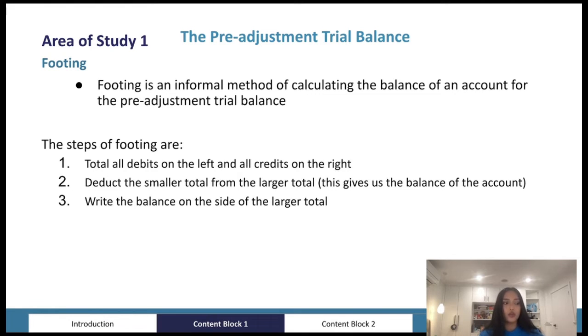Number 1, total all debits of the account on the left and all credits of the account on the right. 2, deduct the smaller total from the large total, which will give the balance of the account, and then write this balance on the side that had the larger total.